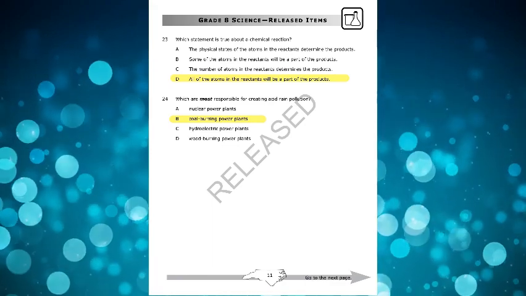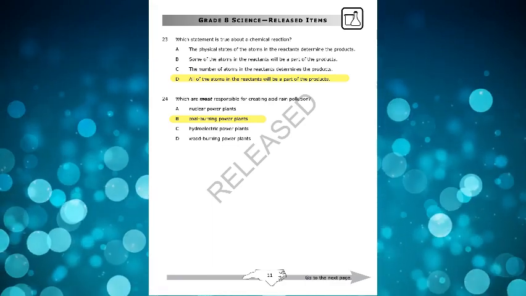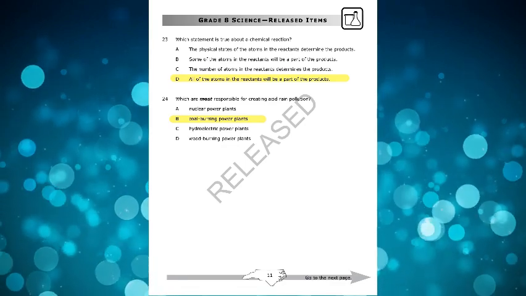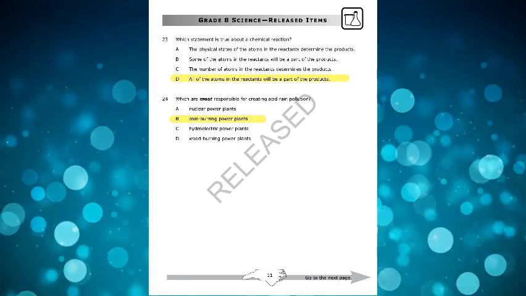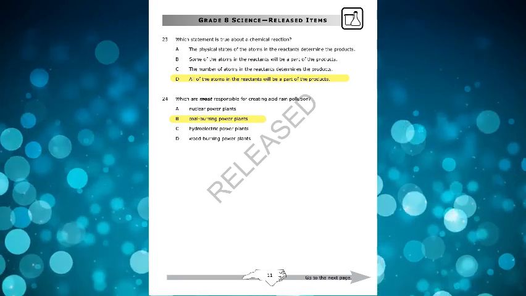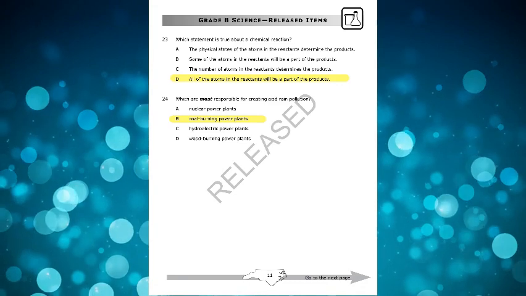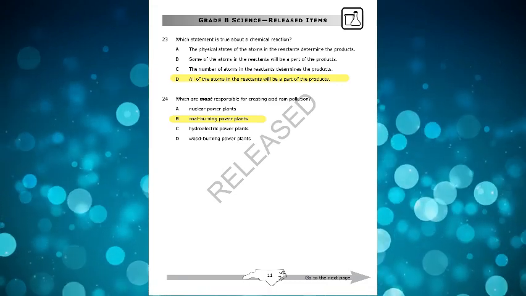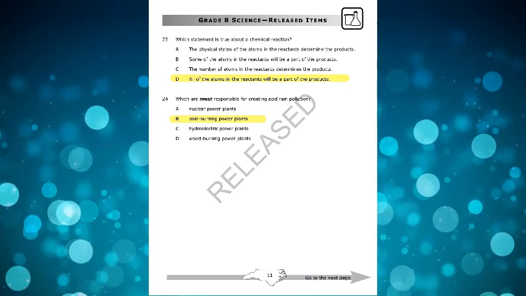So A says the physical states of the atoms in the reactants determine the products. That's not true. Some of the atoms in the reactants will be a part of the products. Again, not just some of them, all of them. C says the number of atoms in the reactants determines the product. Again, the number of atoms does not determine the product. So that is not true either.